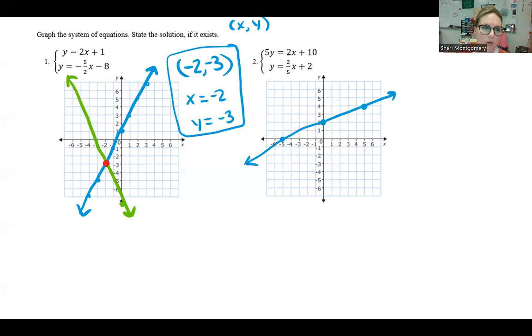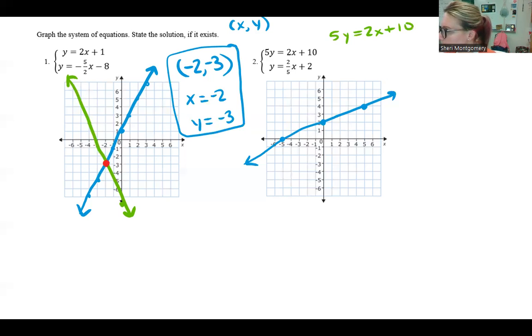For the top one, we're going to have to do a little bit of math magic first. So what we're starting out with, and I'll do this one kind of off to the side, I have 5y is equal to 2x plus 10. What we want is a y equals equation.